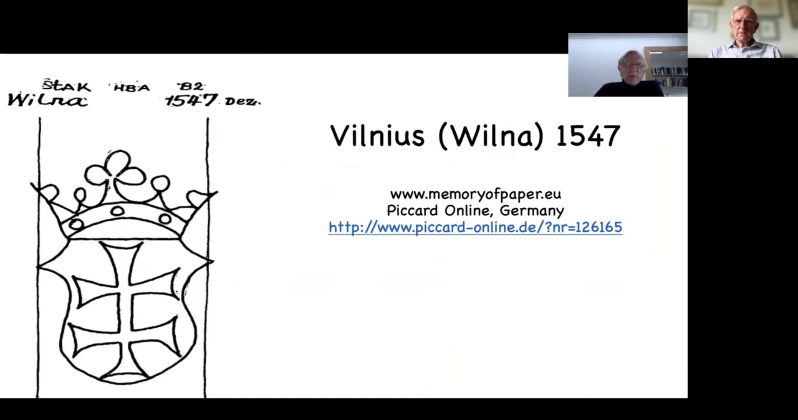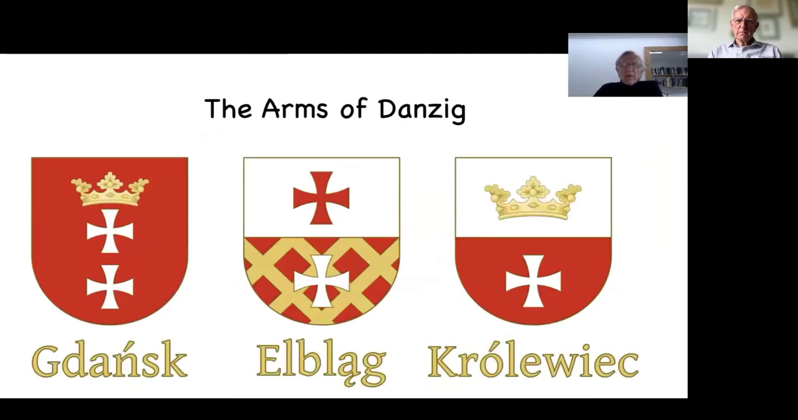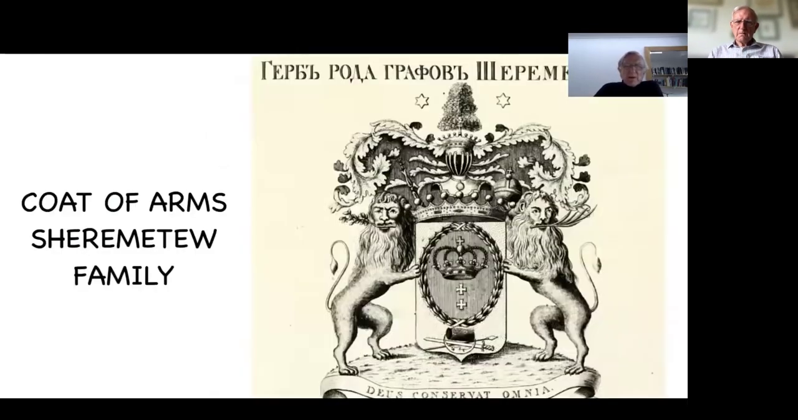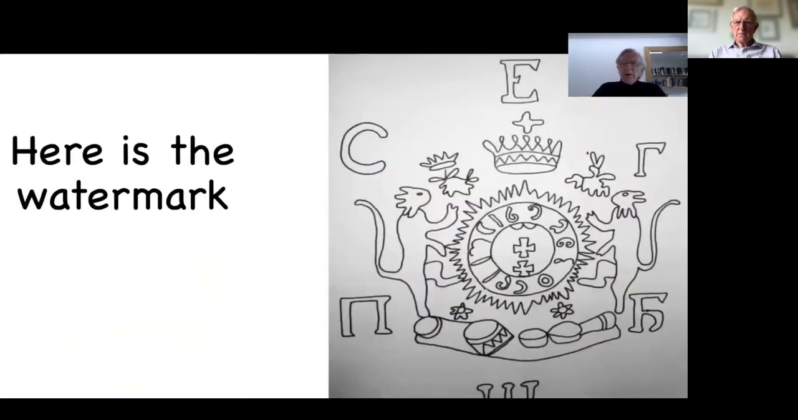Another one from Vilnius itself, 1547, and this is very clearly showing the arms of the city of Danzig. The same emblem is found in Belarus, watermarks there from further east, and even further to the east is Russia. These are the arms of the Count Sheremetov, an immensely rich, well-established family, who had 140,000 serfs, and he allowed one of them to set up a paper mill, which he did, and naturally enough, he used the same emblem for his watermark. And here is the watermark from the Sheremetov paper mill.